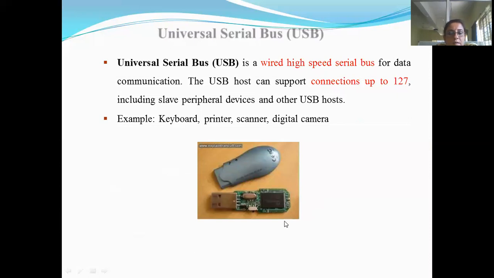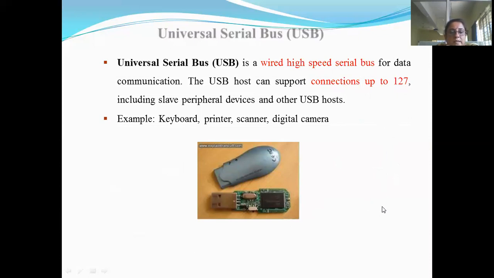The Universal Serial Bus is also one of the external communication interfaces used in the embedded system. It is a wired high-speed serial bus for data communication, and the USB host can support connections up to 127 devices, including slave peripheral devices and other USB hosts.